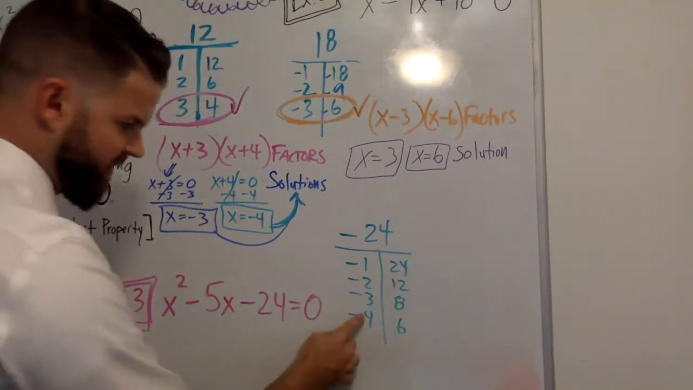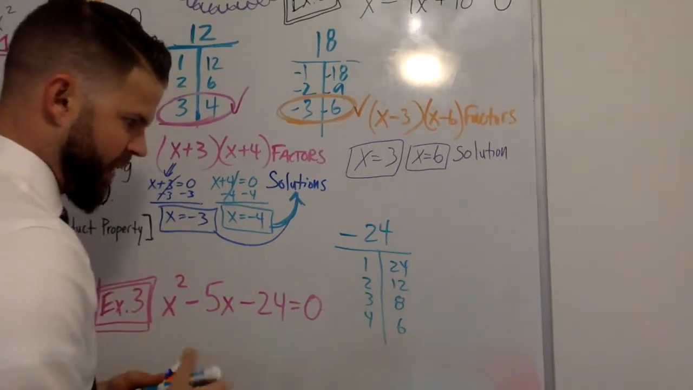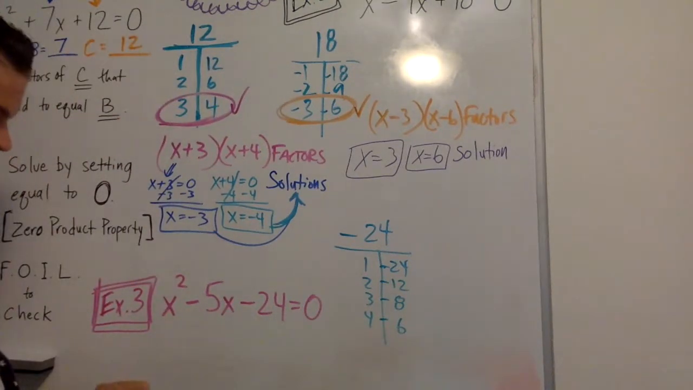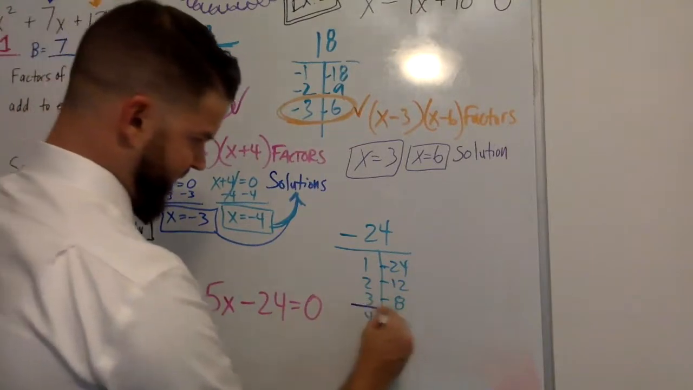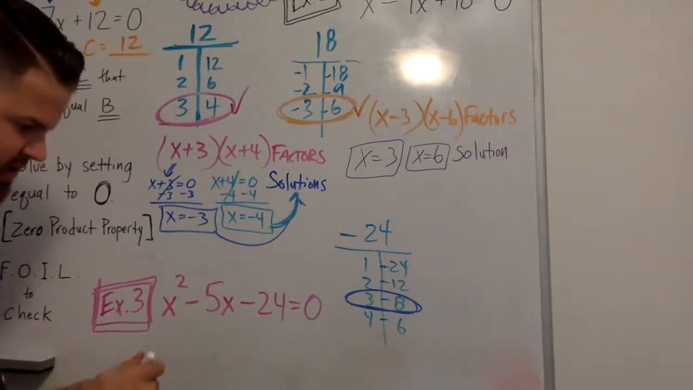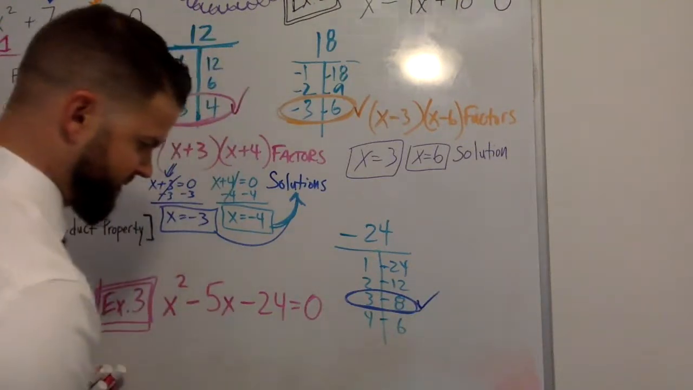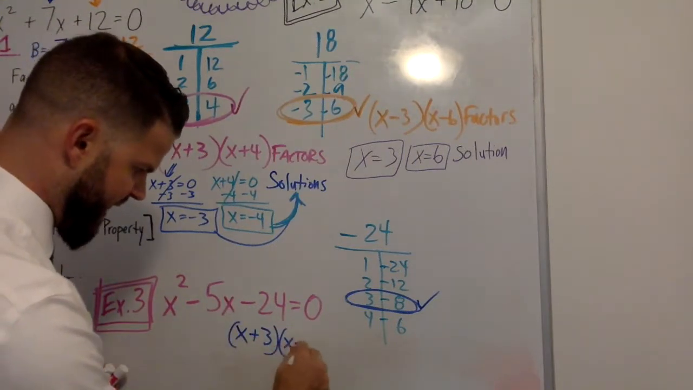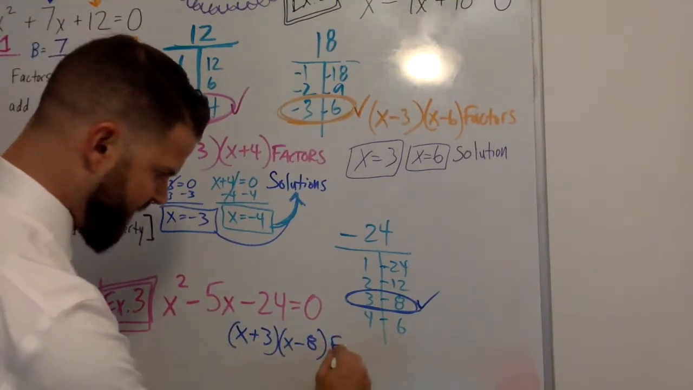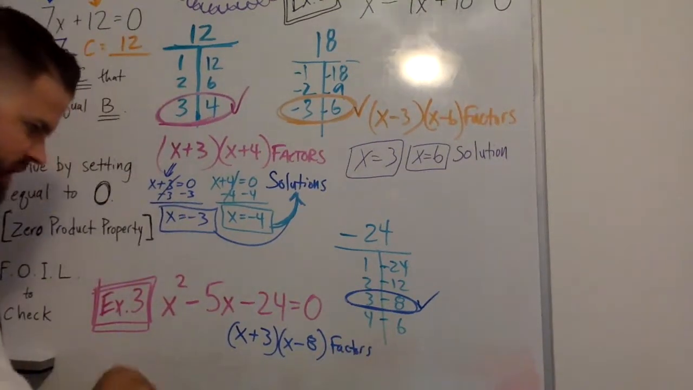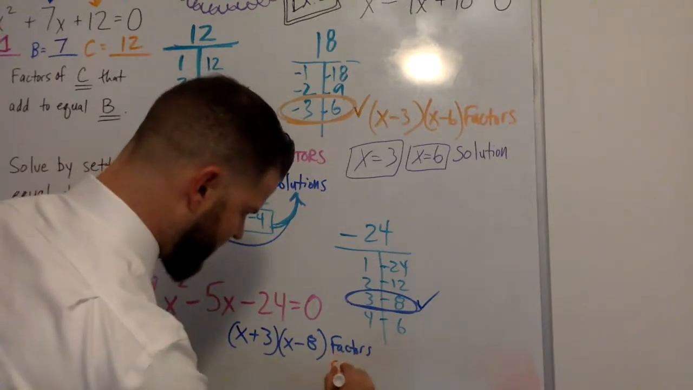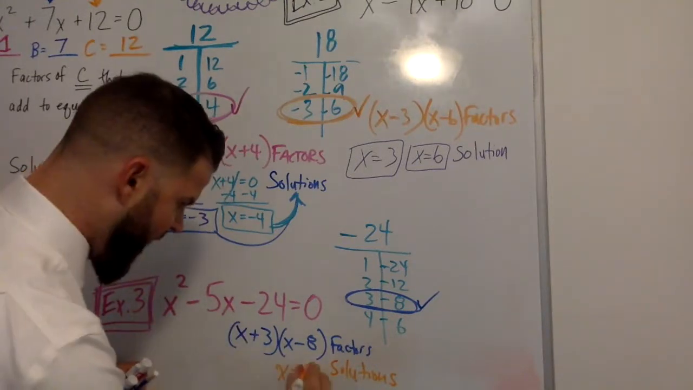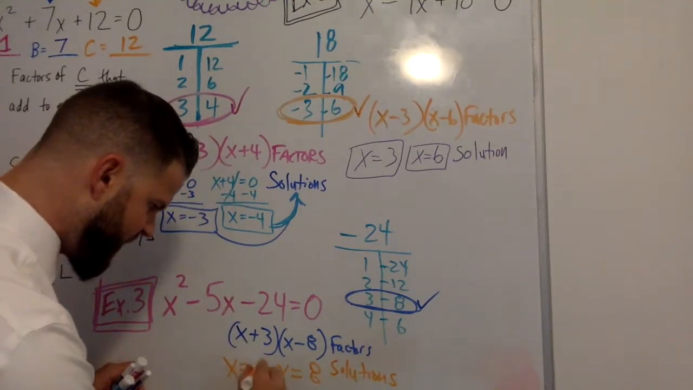Nothing. Well, if that doesn't work, why don't I change the signs and see if that helps? Now I think I got something. It looks like this one right here stands out like a sore thumb. So those are my factors. I've got an x + 3 and an x - 8. To find my solutions, all I have to do is flip the signs. So I've got x equals 8 and x equals -3.